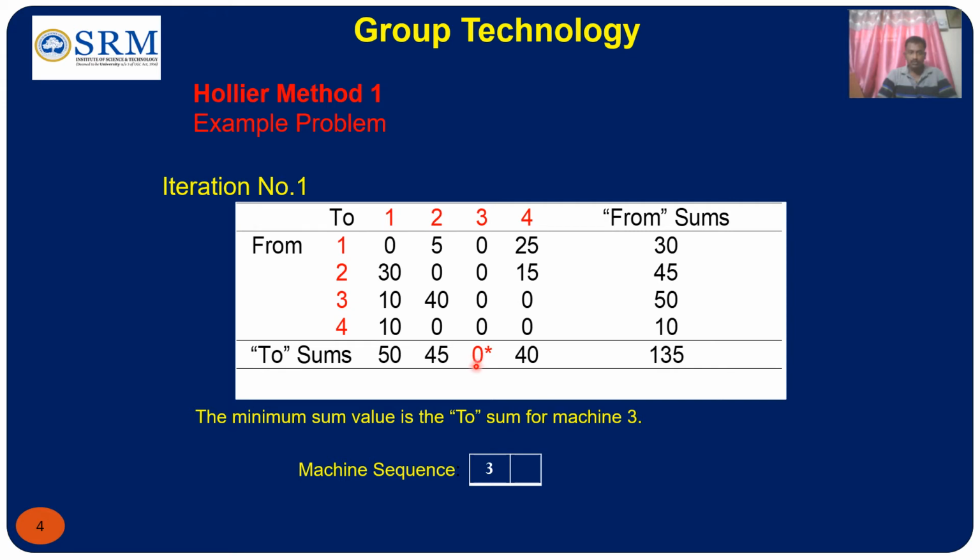So what we have to do is, in the next step, we have to eliminate this column and the corresponding row. Okay, we have to strike out this one and this one. So the machine sequence is, we are eliminating the machine number 3 now. The first position occupied in the machine sequence is, first machine is 3, right?